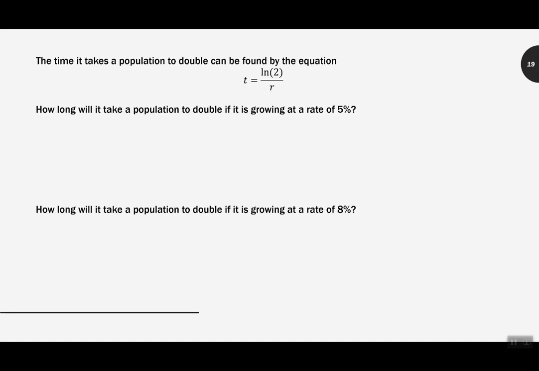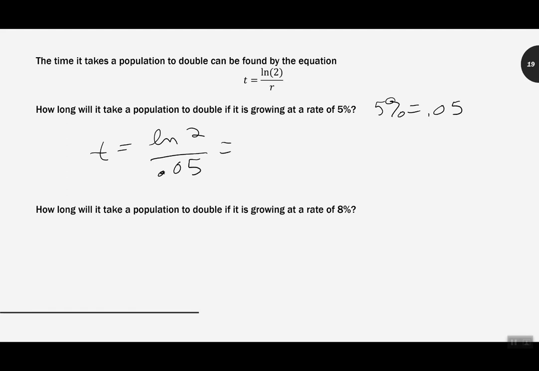All right, so how about a little application to say, why do we even talk about logs? So here's the first formula. The time it takes a population to double can be found by the equation t equals the natural log of 2 over r. So let's answer a couple questions about that. First, how long will it take a population to double if it's growing at a rate of 5%? First thing I want to do is say 5% is equal to 0.05. So this time is going to be the natural log of 2 over 0.05.